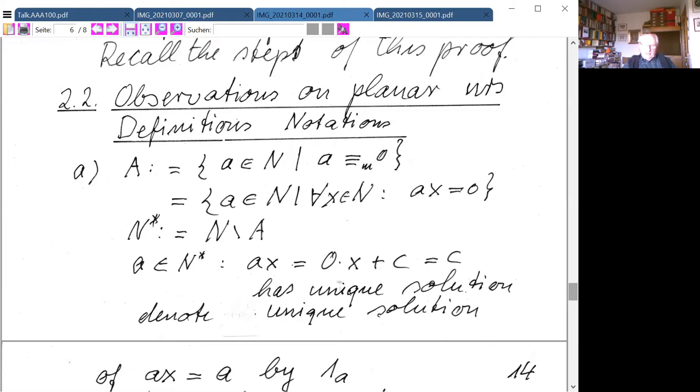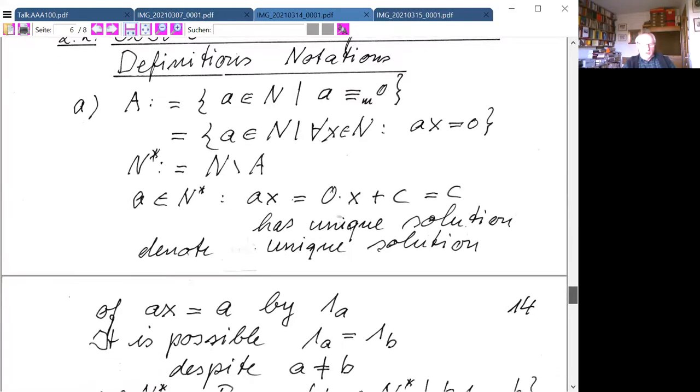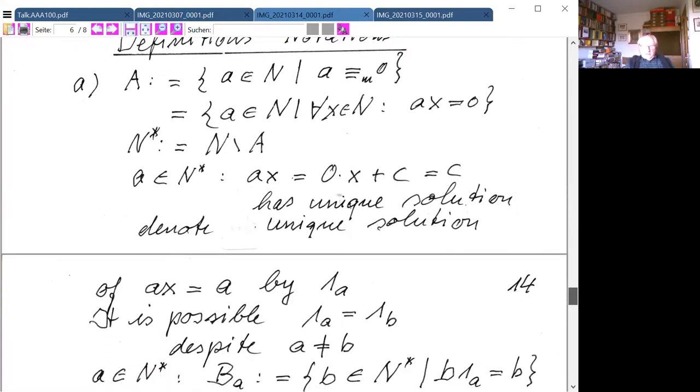Okay, let N be a planar near-ring. And that is not new, we define A and we define N star. Normally N star in a field is the multiplicative group. In this case, we have to exclude the elements which by left multiplication turn everything to 0.